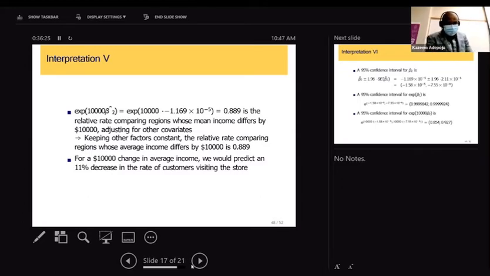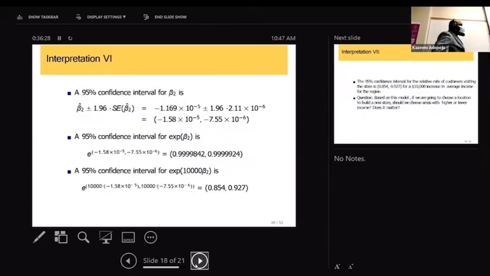Now, we can also do the confidence interval, right? Take a look at that. I can do the confidence interval for the log expected count. I can also do the confidence interval for the expected count. Now, if I want to do the confidence interval for beta 1 or beta 2 or whatever, it's just going to be the estimate plus or minus 1.96. Why am I using 1.96? Because I'm talking about a 95% confidence interval, then multiply by the standard error.